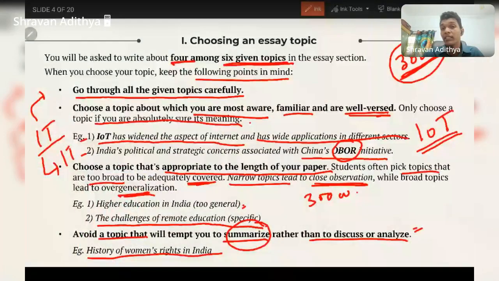If you think you can do it in a better way, in a unique way, then that is fine. But for a common aspirant, I think it is better to avoid this, because if there is no scope to show your individuality, then it is not worth writing. You have very limited time to impress the examiner. So if you can spend that time on discussing or analyzing rather than just writing down your points, then that should be preferred. Summarizing, anyone can do.